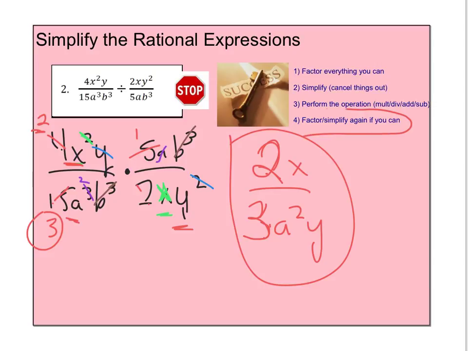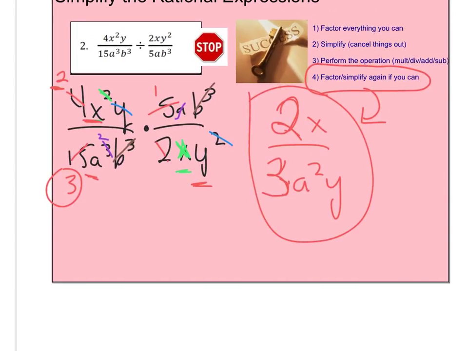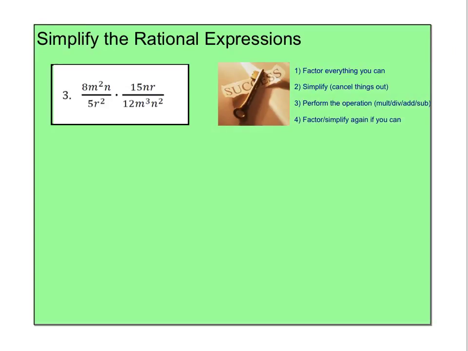Double check, don't forget this fourth step. If you can keep simplifying or factoring some more, do it. You'll never know what more can cancel out there. So all I did was a lot of work ahead of time to cancel out my variables and simplify my numbers. Here, let's see what this is going to bring.